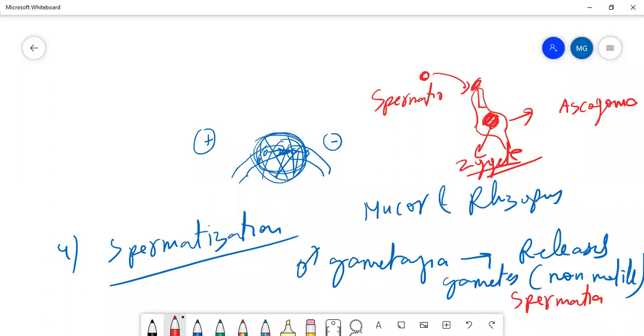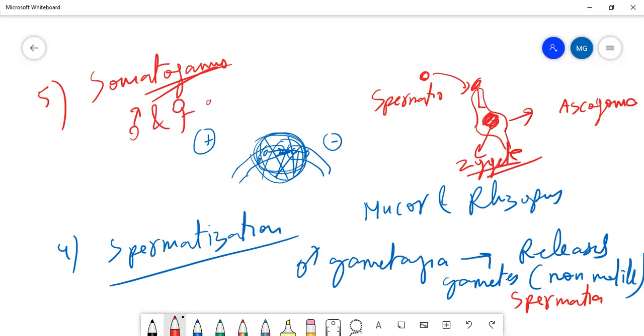And the last one that we have, the fifth one, what was that? Somatogamy. Somatogamy means there are no distinct male and female gametangia formed. Male and female gametangia are not formed. We do not have any well organized sexual organs. In somatogamy there's no well organized reproductive organ which is seen.